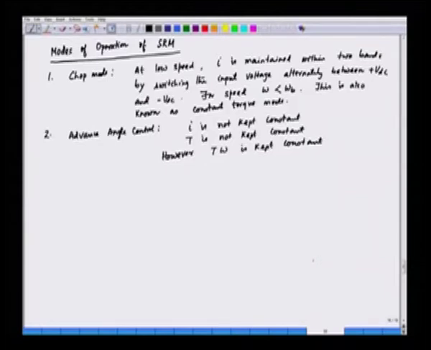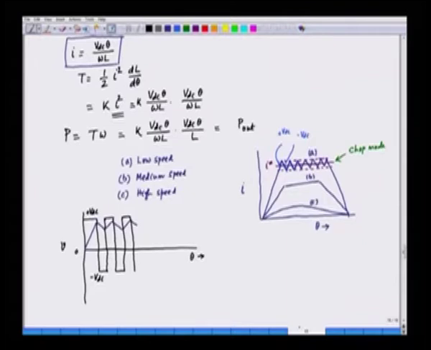What is T omega? Let us go back and see the expression for T omega. T omega is given by this expression. In this case, we do not keep T constant, but we keep T into omega constant, and speed is increasing. Gradually the speed is increasing. So, VDC is constant, inductance is almost, let us say, constant here. Inductance may be variable, but our objective is to keep the power constant. So, for this we adjust this theta with omega, and that is called advanced angle control.